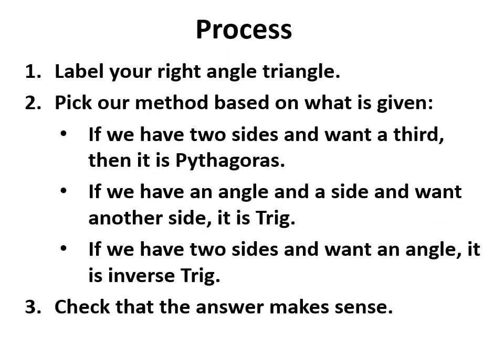That's the process. Label. If you have an angle, then you use trig. If you want an angle, you use inverse trig. Otherwise, you use Pythagoras. And at the end, you just have a quick check to make sure that you haven't stuffed up and forgotten to square root or done a division when you should have done a multiplication.